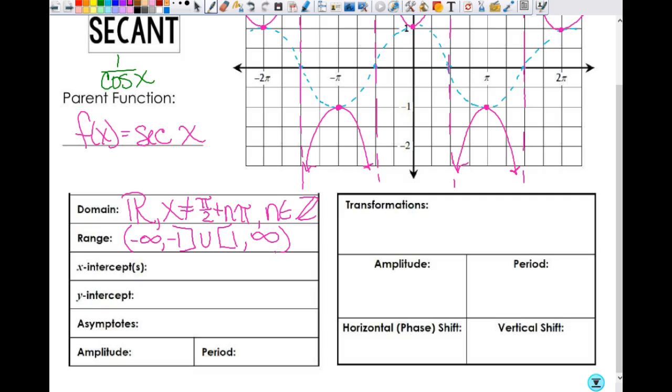Do we have x-intercepts? Nope. Do we have any y-intercepts? Yes, what is it? 0, 1. Good, it has to be an ordered pair. Do we have any asymptotes? Yep, and it matches the domain, right? X equals pi halves plus n times pi, where n is an element of the integers. Amplitude, still undefined. What's the period? 2 pi, just like it was for sine, cosine. Okay.